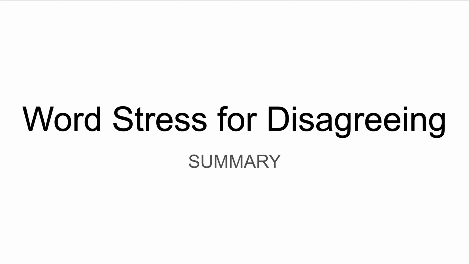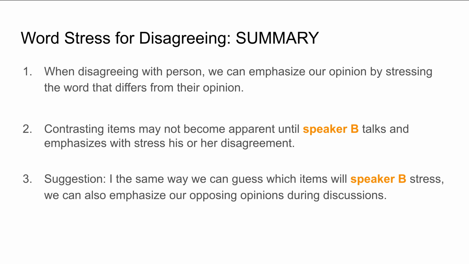Okay, so to conclude, let's summarize. Let's recap. When disagreeing with a person, we can emphasize our opinion by stressing the word that differs from their opinion. Contrasting items may not become apparent until speaker B talks and emphasizes with stress his or her disagreement. A suggestion: in the same way that we can guess which items speaker B will stress, we can also emphasize our opposing opinions during discussions.